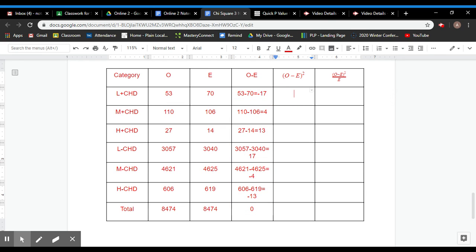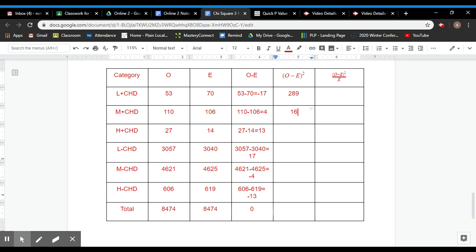All right, so first thing up is 17 squared, which is 289. Quick note, everything in this column should be positive. When you square something, it's always positive because you're taking that thing times itself. So even if you have a negative number, when you square a negative number, it will always be positive because a negative times a negative is a positive. So everything in here should be positive.